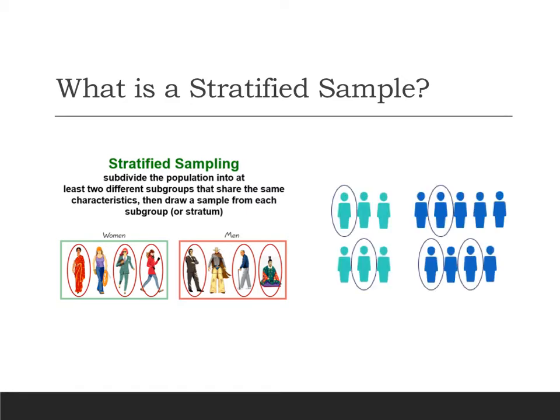Here's another one. So here we've got our teal people on the left. There are 6 of them, and then we have 9 blue people on the right, and we take 2 out of the 6 and 3 out of the 9. So usually when we do stratified sampling, we also do proportional. We want it to be representative of the population.